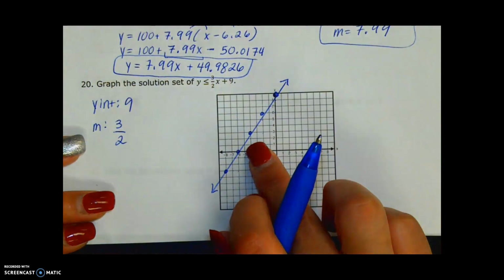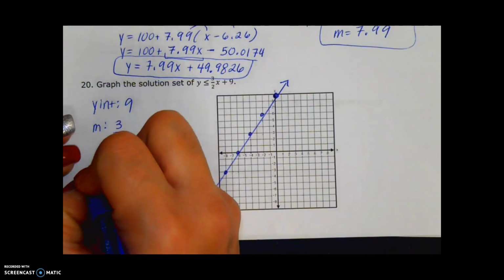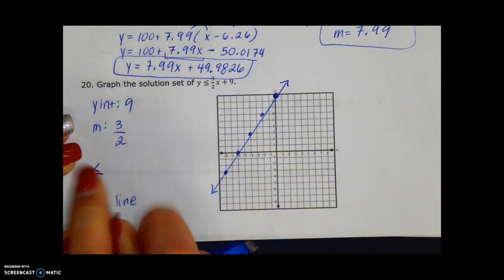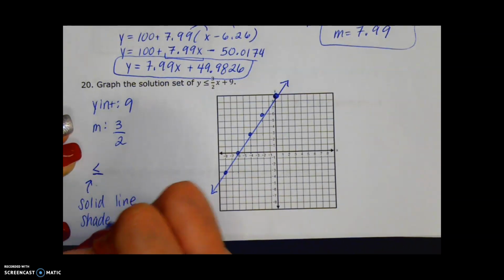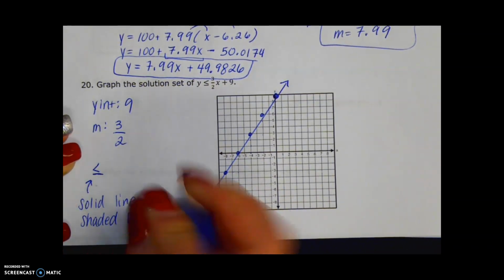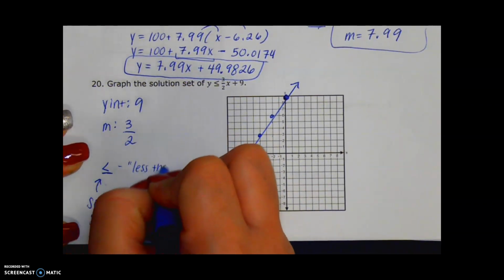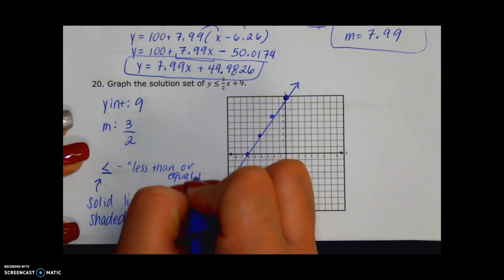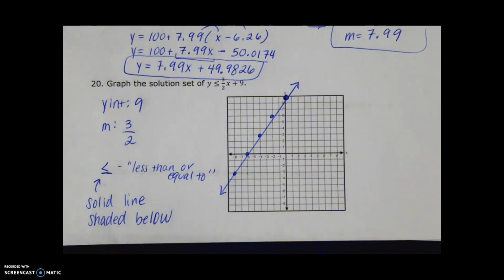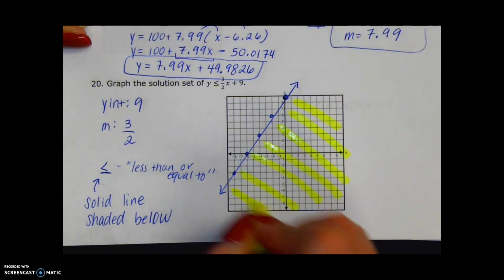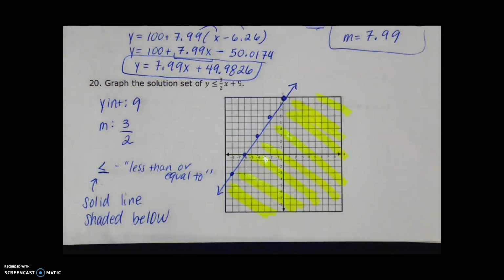And thankfully, before I drew it, I realized that this is a solid line. Because remember this symbol right here? That means it's going to be a solid line shaded below. And it's shaded below because this is a less than or equal to. All right, so I'm going to shade everything below with a highlighter that I have. All right, everything below is a solution to this inequality.